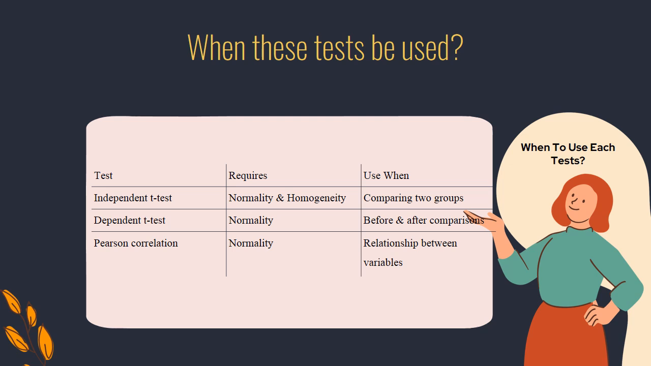And the second is the dependent t-test, which is used to compare data before and after a treatment or condition within the same group. This test also requires the data to be normally distributed. The last is Pearson correlation, which is used to measure the relationship between two variables. For this test, the data should also be normally distributed.